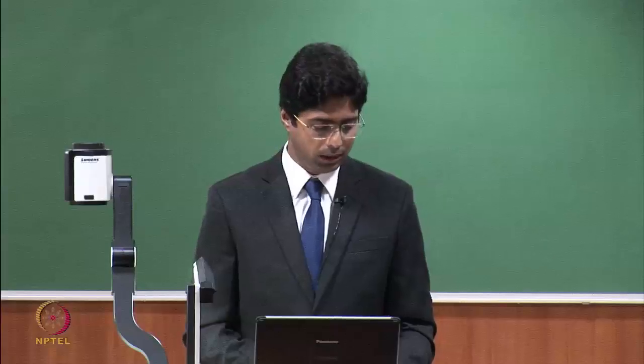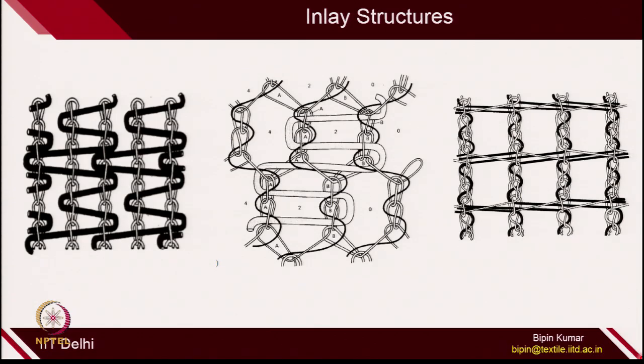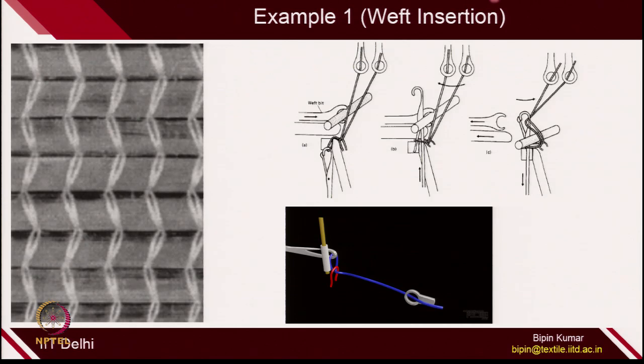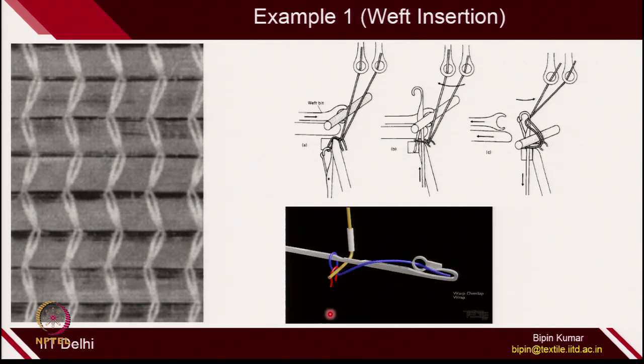Now, let us move to the inlay structure. Inlay structure is like, here the yarns are actually floating in the fabric structure. For creating an inlay structure, the easiest way is the weft insertion. So, once the guide bar is at the back position, you can carry the yarn and put it at the back side of the needle. So, this is how you do the inlay. You put the weft yarn at the back side of the needle, and then you are doing the overlap and underlap. Because of the overlap, the weft yarn is locked between the loops.